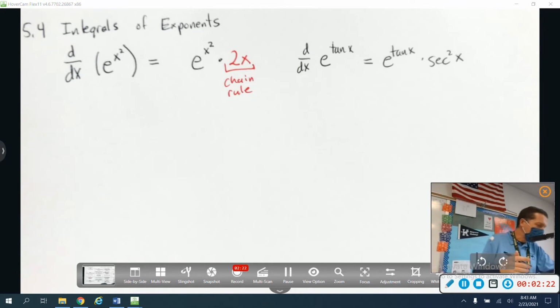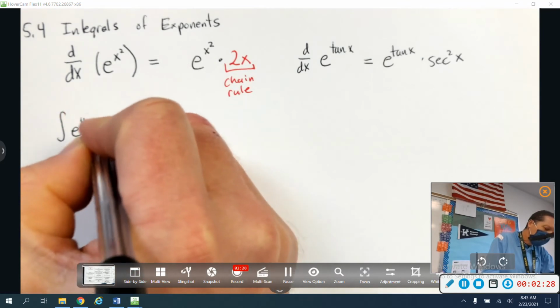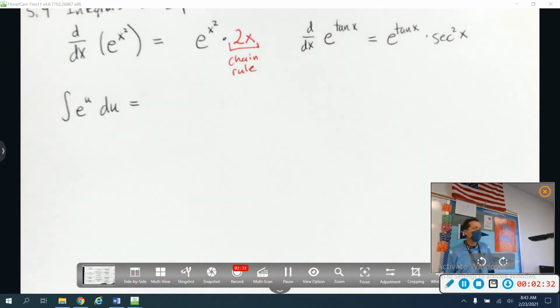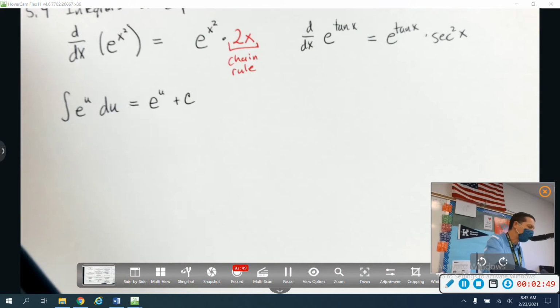And so today we're going to be worried about undoing the chain rule. The antiderivative of e to the u du, going backwards. Do you know what that would be? Just e to the u. Well, plus c. Don't forget the plus c.